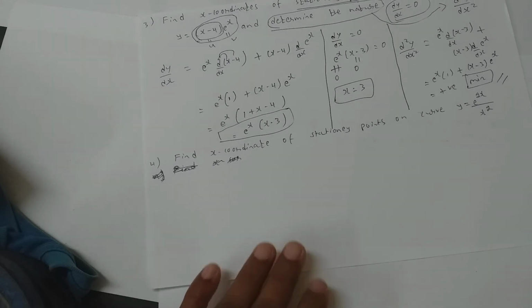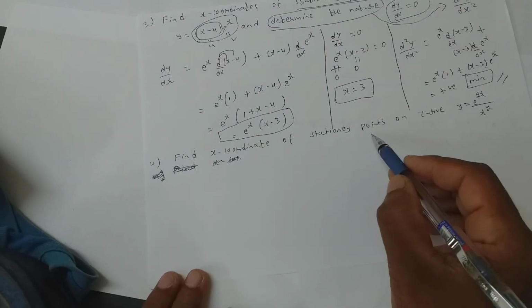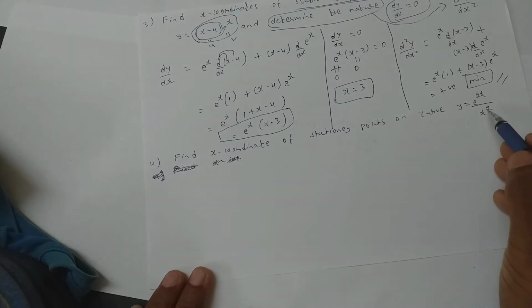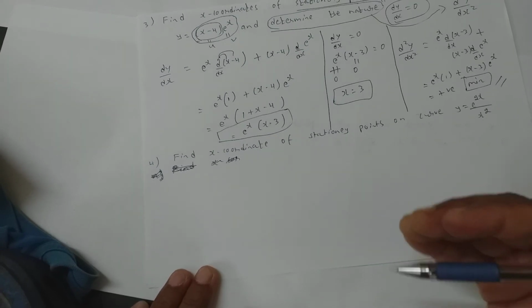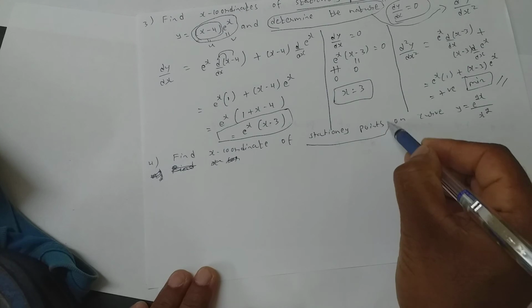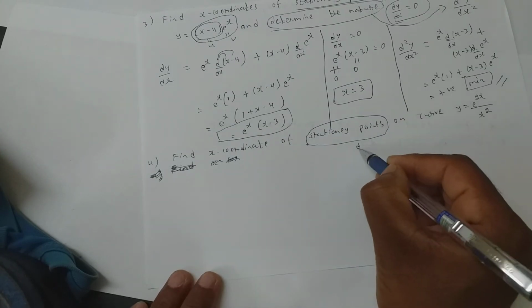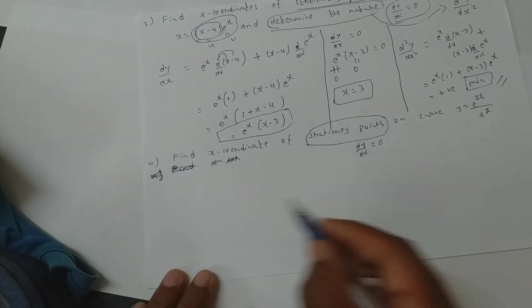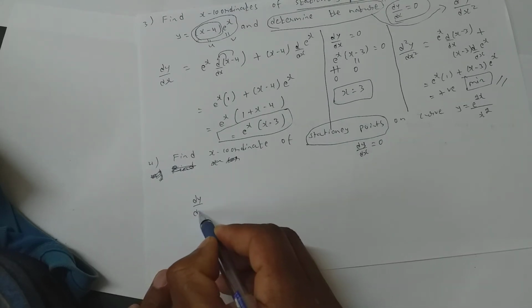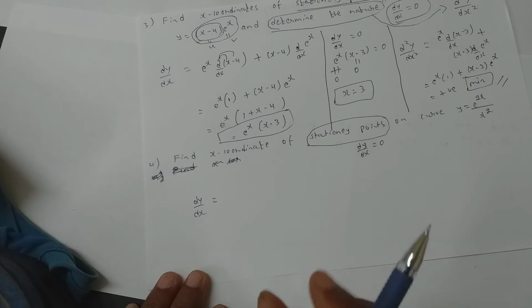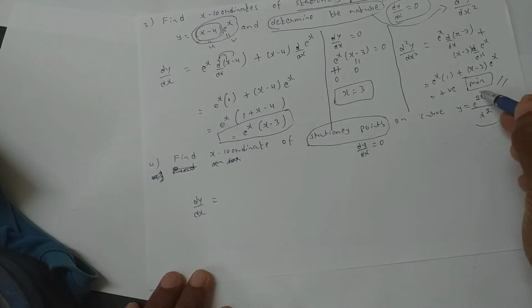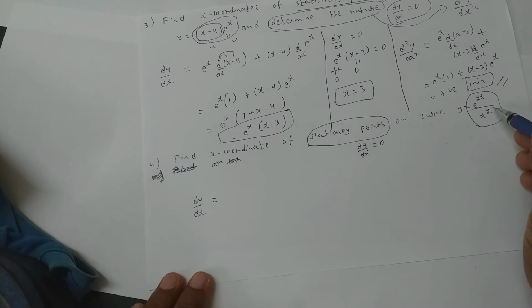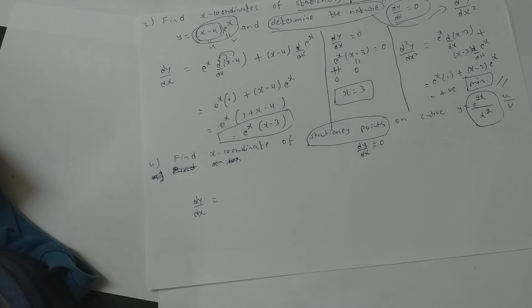Next one now. Find the x coordinate of stationary points on the curve y equal to e power 2x by x square. Again, to proceed, stationary points means dy by dx equal to 0. So to find dy by dx, what is the catch here? The catch is this one. It's a fraction, so directly you cannot differentiate. What rule should you apply? You need to apply the u by v rule.